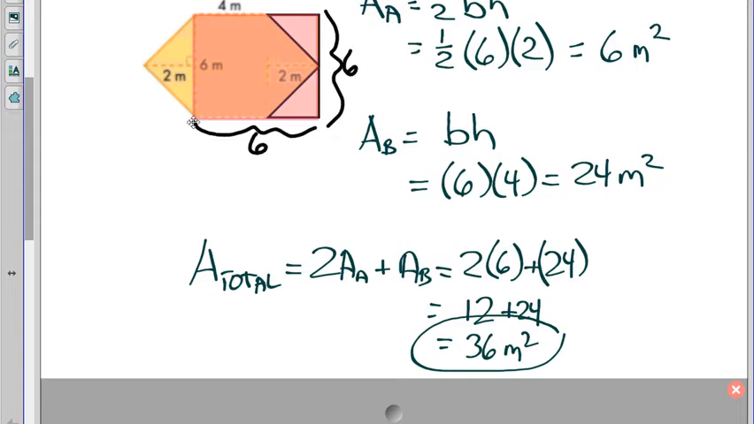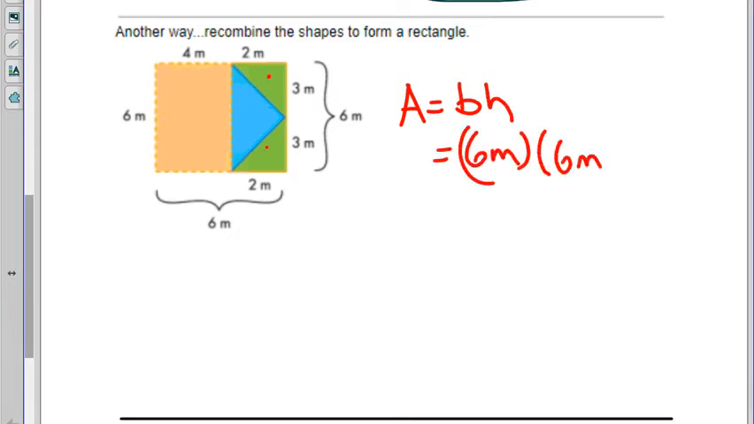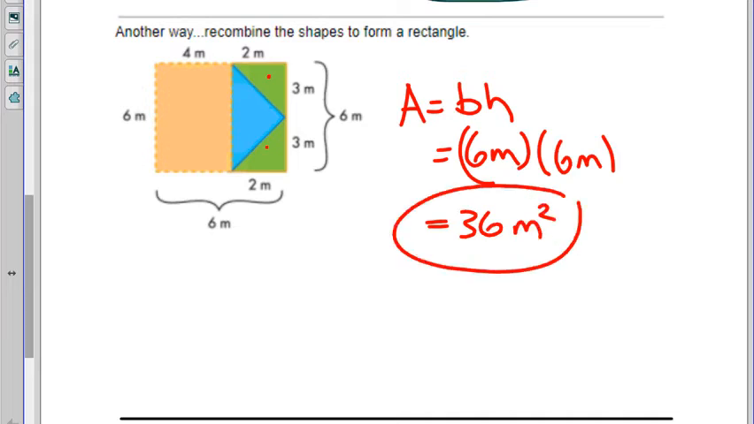Let's look at that. Here they have cut off the two triangles that were over here, right? They cut those off and they put them in those two spots. And so they found out they have a rectangle, area equals base times height equals 6 meters times 6 meters is 36 meters squared, which of course is the same as I got above.